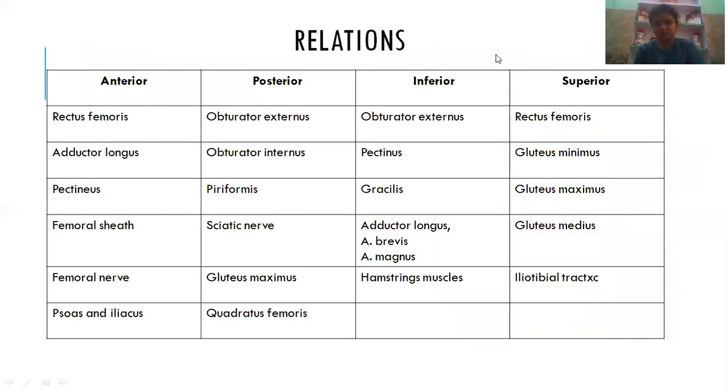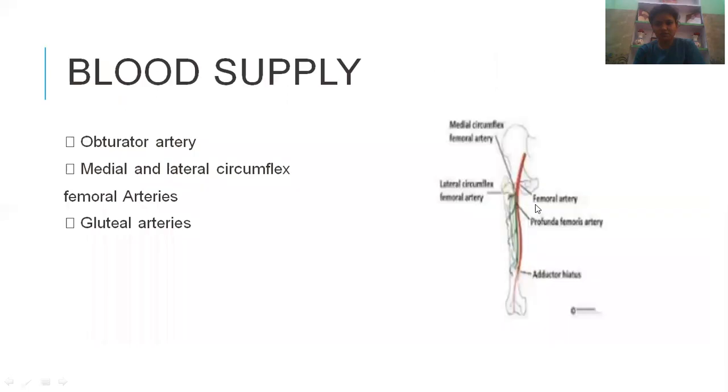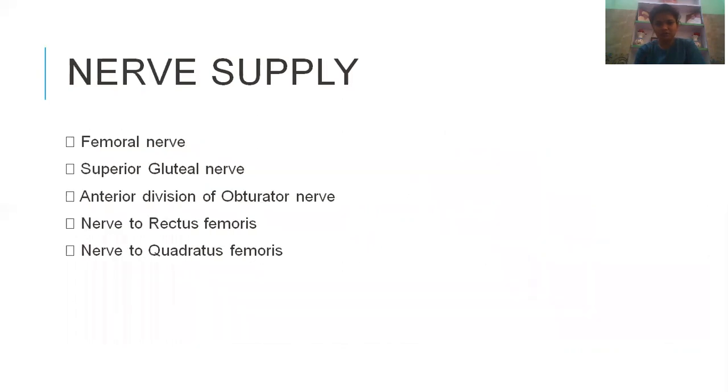There are some relations of the hip joint: anterior, posterior, inferior, and superior. Some muscles are rectus femoris, obturator externus, inferior and posterior. Muscles producing movement at the hip joint, we can see in this diagram. The blood supply is the obturator artery, medial and lateral circumflex femoral arteries, and gluteal artery. Nerve supply is the femoral nerve, superior gluteal nerve, anterior division of the obturator nerve, nerve to rectus femoris, and nerve to quadratus femoris.